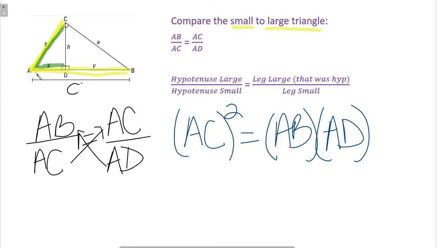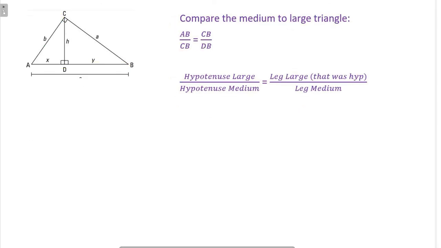Okay, we're going to see a very similar relationship when we look over comparing the large and the medium. So let's compare the large and the medium. Okay, comparing the medium to the large triangle. Okay, medium to the large. Let's start again with the hypotenuse of the large is AB. What's the hypotenuse of the medium? It is CB. The hypotenuse of the medium also becomes a leg of the larger triangle. Same relationship. So that leg of the larger goes to the leg of the medium. That is how we get that relationship. We say hypotenuse of the large is AB. Hypotenuse of the medium is CB.